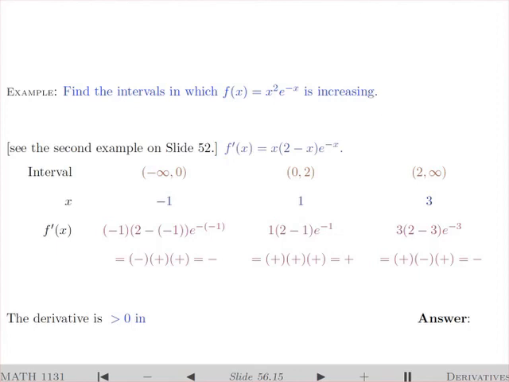Since the problem asked where the original function is increasing, I have to determine where the derivative is positive. That's in the middle interval from 0 to 2, and that's where the original function is increasing. This concludes our example, and at this point you should be able to do most examples.